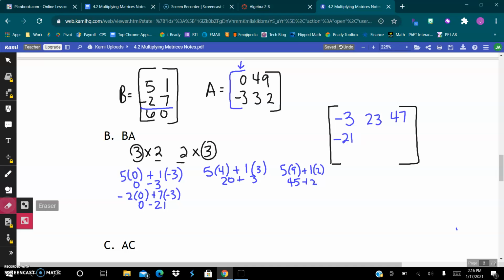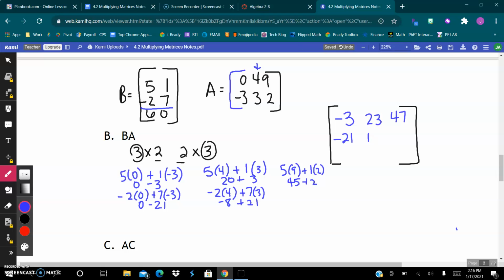Then we're going to keep that middle row and move to the middle column. So we have -2 times 4 and 7 times 3. So -8 and 21 would leave us with 13. So our middle number is 13. And then last column, we have -2 times 9 plus 7 times 2. So -18 plus 14 would leave us with a -4. So I'm going to put that there.